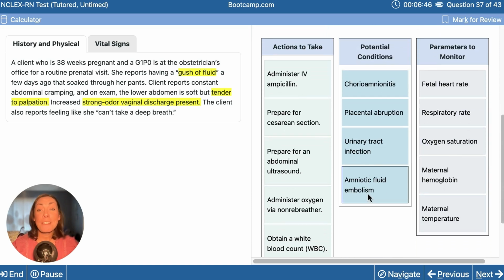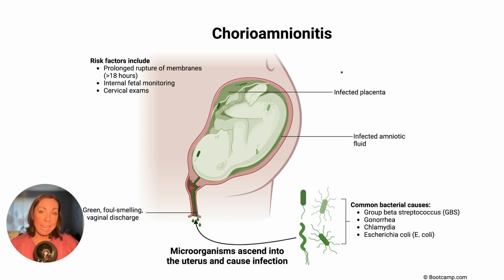Chorioamnionitis. So I definitely think that this client could be experiencing chorioamnionitis. Chorioamnionitis is an intrauterine infection. Now notice in risk factors, we see that prolonged rupture of membranes increases the risk for chorioamnionitis, and a rupture over 18 hours is prolonged, which if this client ruptured her membranes a few days ago, she is definitely prolonged rupture of membranes, which just increases this risk further.